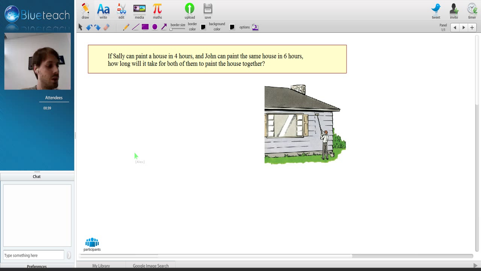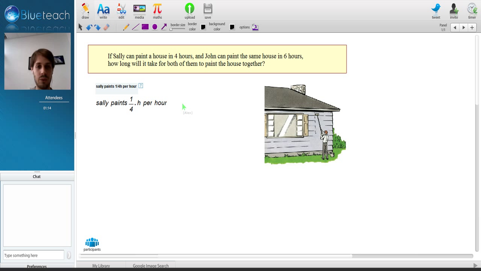So what we can say is that if Sally can paint a house in 4 hours, then her painting rate is 1/4 of a house per hour, right? So I'll just write that down. Sally paints 1/4 of a house. Let's say I'll just put H for house per hour, right? Okay, so that's one thing.